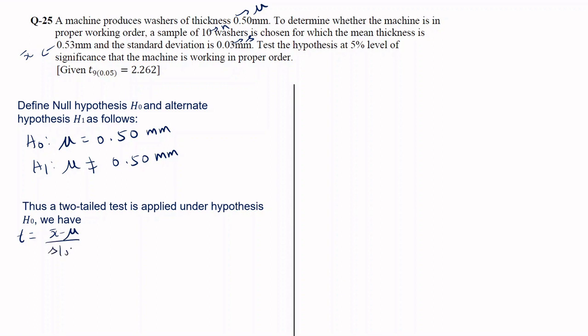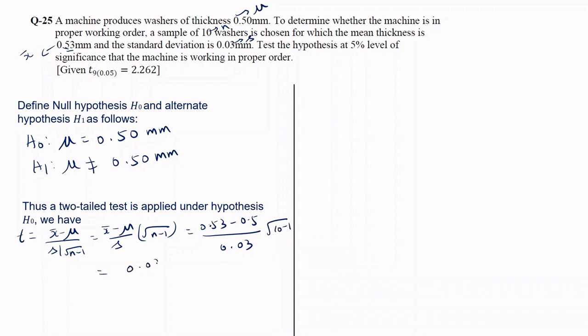upon s by root of n minus 1. Since here we are using the sample standard deviation, we have to use root of n minus 1. So this is x bar minus mu upon s into root of n minus 1. So x bar is 0.53 millimeter, mu is 0.5 millimeter upon s is 0.03 into root of 10 minus 1.